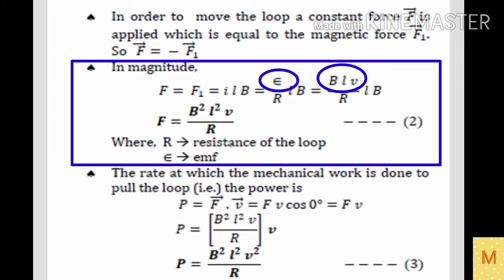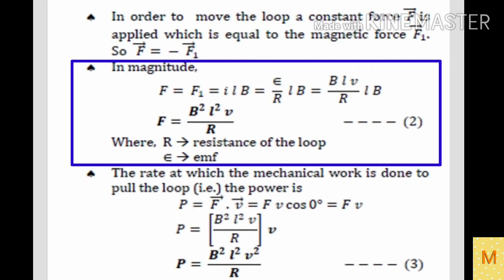Here epsilon is replaced by BLV. So that the equation becomes BLV by R into L into B. Why is epsilon replaced as BLV? It represents the EMF produced by the loop when it is in motion in the magnetic field. Hence the equation becomes F is equal to BLV by R into L into B, which is equal to B squared L squared V by R. This is equation number 2.